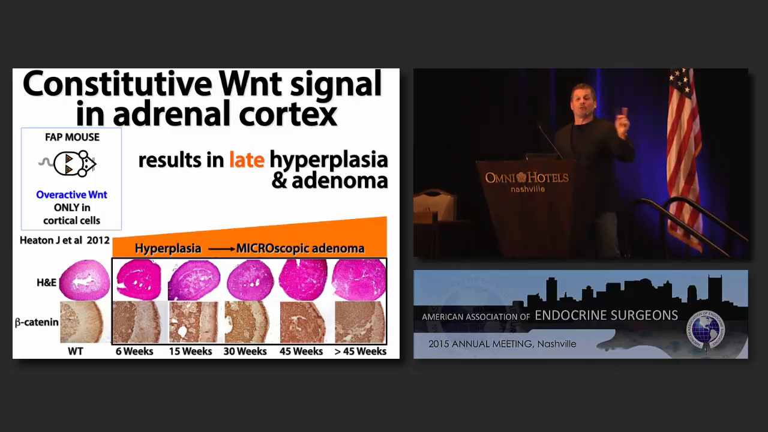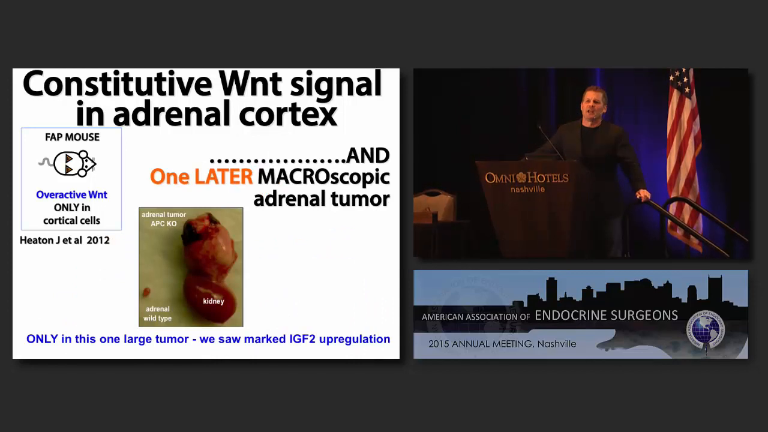In one mouse, so activating the Wnt pathway is not the same as activating Sonic, as we should have predicted. Life is never so simple. Okay. In one mouse only, out of many, many mice, we saw this, a large tumor. The normal adrenal is that little tiny nubbin over where it says adrenal wild type. This one, and most of these microadenomas were tiny little adenomas in that mouse adrenal. This thing looked larger than the kidney.